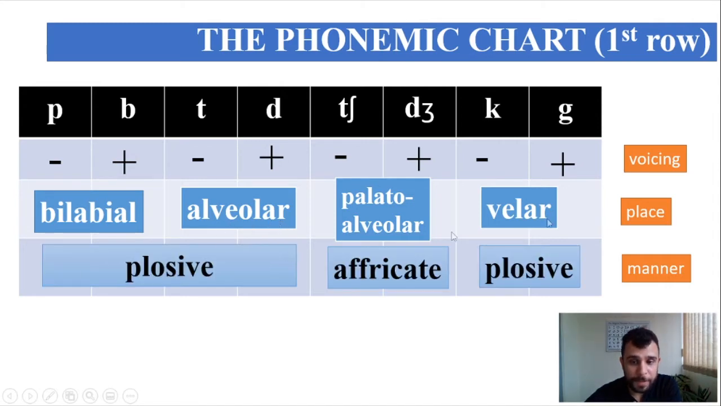You have the plosive sounds and the affricate sounds, which start as plosives as well, organized in order of place of articulation, starting with your lips down to your velum. So this is how the first row is organized, and these are the symbols we use to represent them.